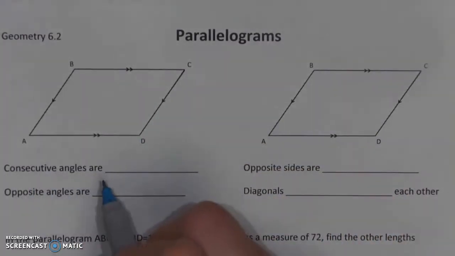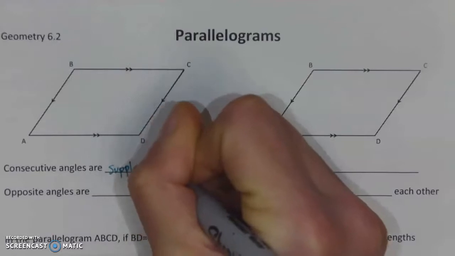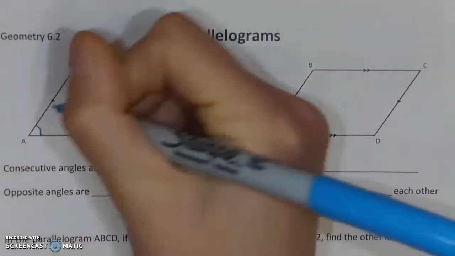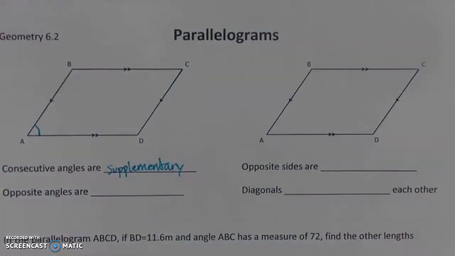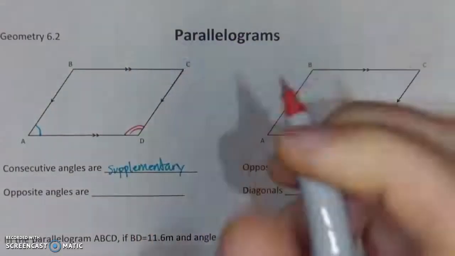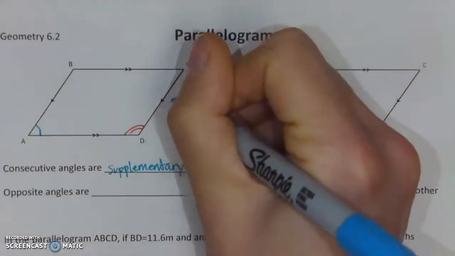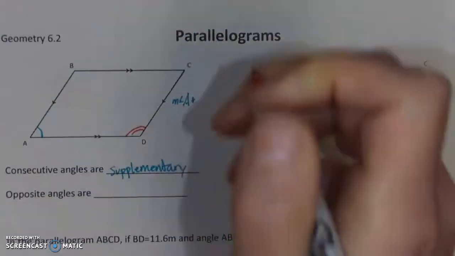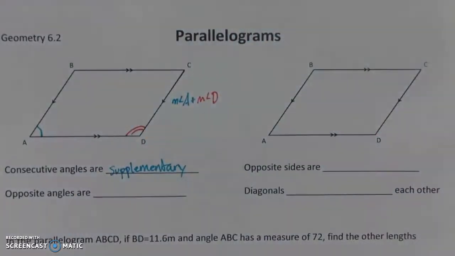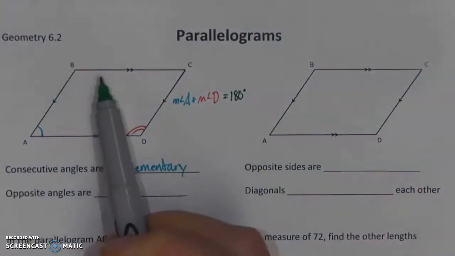If you have consecutive angles, they are going to be supplementary. Now, remember that consecutive means in a row. So that's saying that angle A and angle D, which are consecutive, they're in a row, are going to be supplementary. So I could actually make a bunch of formulas, and we know that formulas are pretty handy. So I could say that the measure of angle A plus the measure of angle D is going to be equal to 180. And that's because it's a parallelogram.